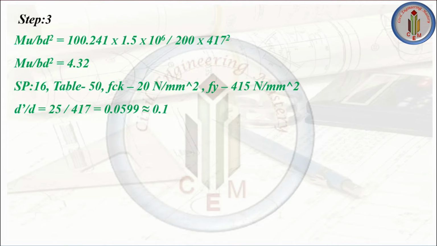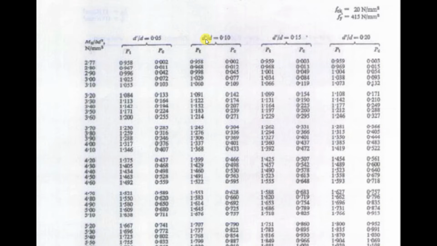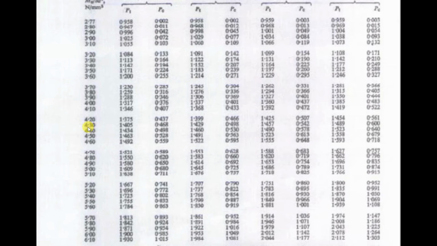Let's go to the table and find out the value. Table number 50, reinforcement percentage for doubly reinforced section. So we took the d dash by d value as 0.1. So our Mu by b d square is 4.32. To be specific, this Mu by b d square should be in Newton per mm square. 4.32 is the value. Here 4.3 is there and 4.4 is there. So we have to take these two values. Between these two values we need to interpolate to find out the exact percentage for 4.32.